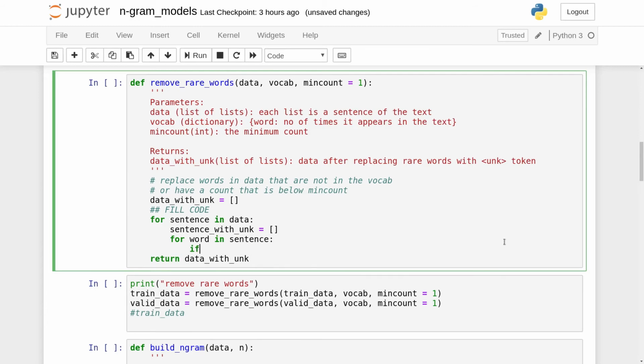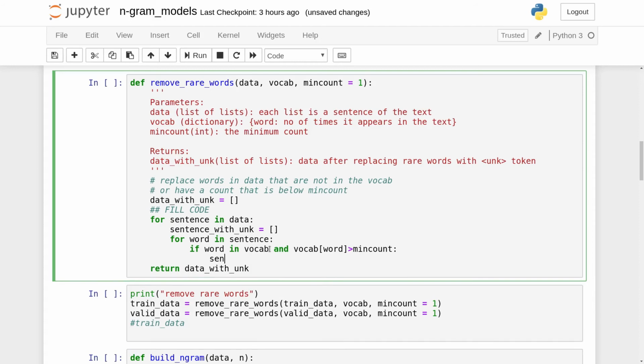Okay, now if word in vocab, so if the word exists in our vocabulary, so we'll check if the word exists in the keys of the dictionary, and vocab of word is larger than min count. Okay, sentence with unknown dot append word.